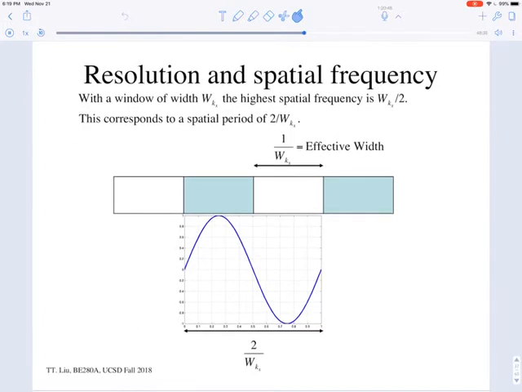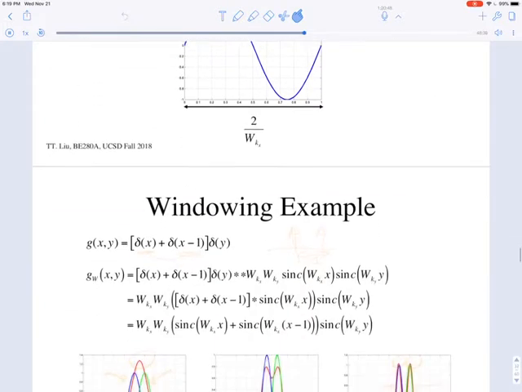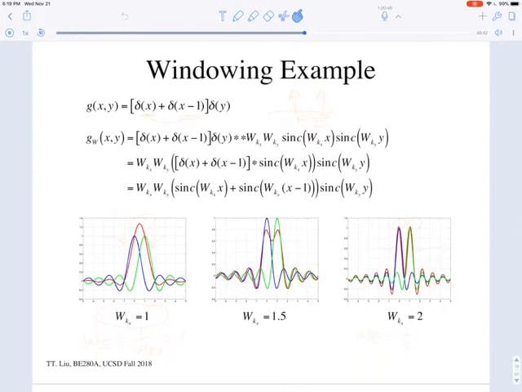I'm going to skip over that for today. So let's take a look at an example of that. In this case, we have two delta functions here, delta of x and delta of x minus 1. So these are two delta functions spaced 1 apart. The spacing of my object is just something at 0 and something at 1. And we're looking at what happens when we convolve these with sinc functions.